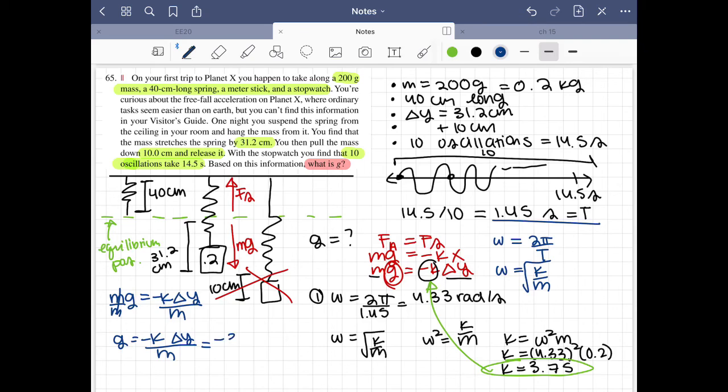And that is equal to negative 3.75 times 31.2 centimeters, which is equal to 0.312 meters, so 0.312 meters, then divided by the mass, which is 0.2, and that is equal to negative 5.85 meters per second squared. So g on Planet X is equal to negative 5.85 meters per second squared.